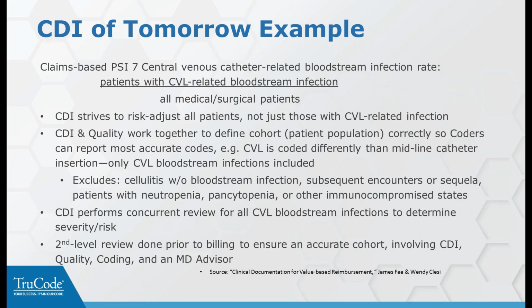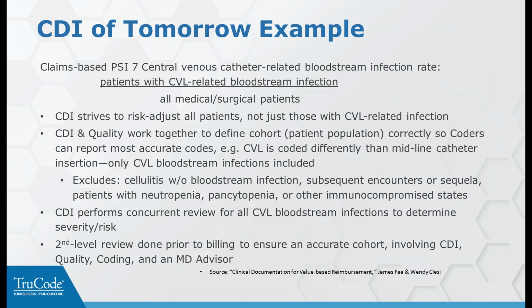This is an example of sort of what CDI of tomorrow has to look like to incorporate all these different factors. This is a claims-based PSI-7, the central vein CVL-related bloodstream infections, divided by all medical and surgical patients. CDI is striving to risk adjust all the patients, not just those that have CVL-related infections. CDI and quality are working together to define the patient population so that coders can report the most accurate codes.